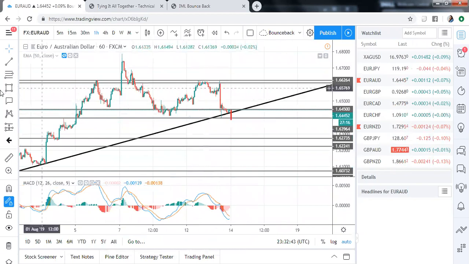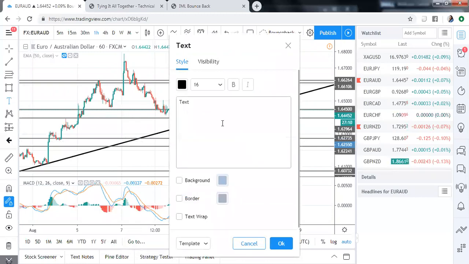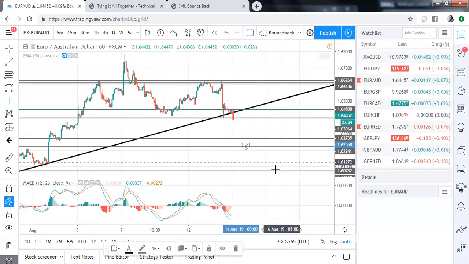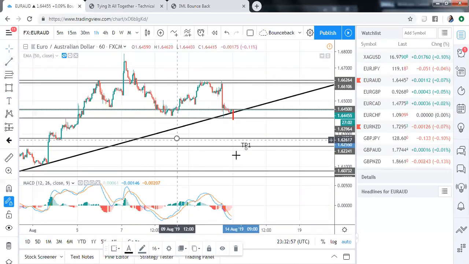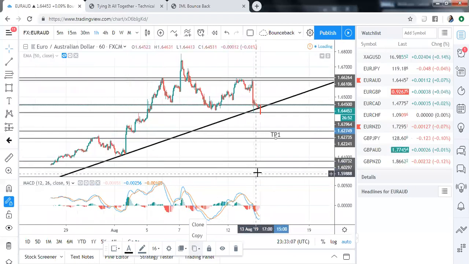So target areas, just spoke about these. Take profit one, got take profit one here in this general area. Take profit two down here.